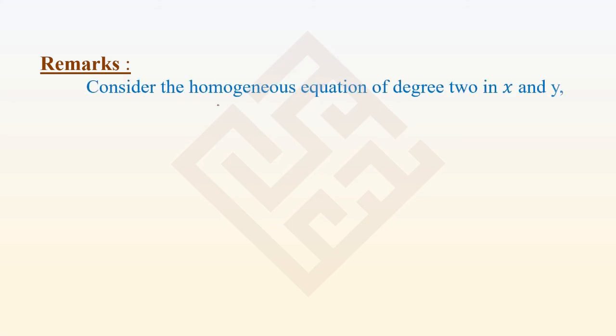Now let us see a few remarks. Consider the homogeneous equation of degree 2 in x and y. हमारा equation है ax square plus 2hxy plus by square is equal to 0. We are going to call this equation number 1.